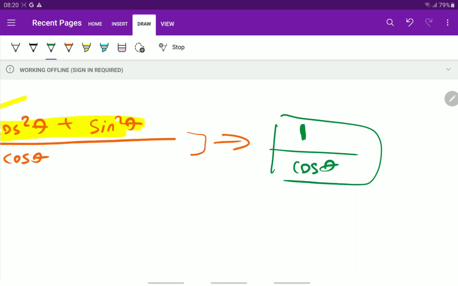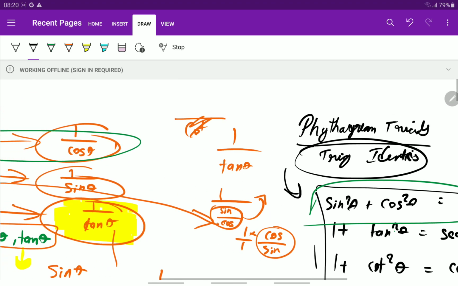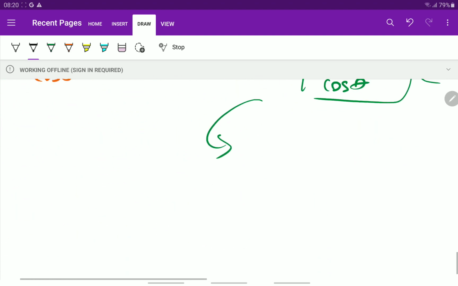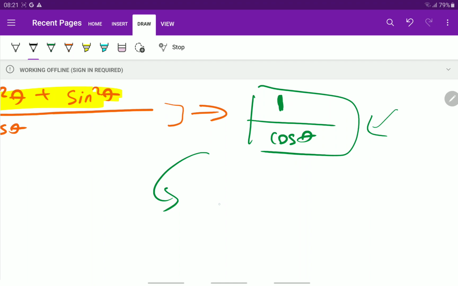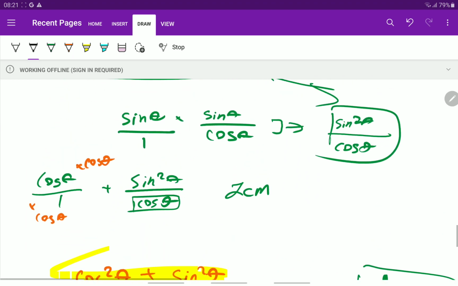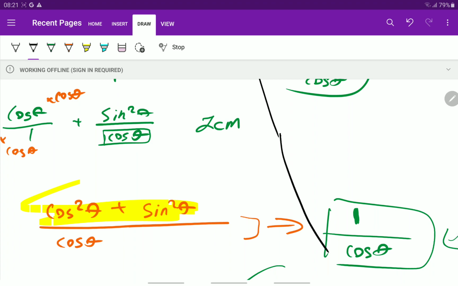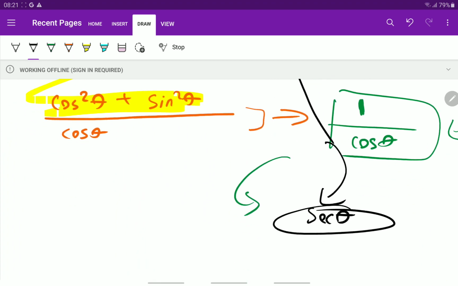If you leave your answer here, you're wrong, because remember, you're supposed to simplify it down to the furthest. And analyzing the answers, let's go all the way back here. Sec theta is equal to 1 over cos theta. So what do we have here? 1 over cos theta. So if you got it right, it's sec theta. So this simplifies to sec theta.